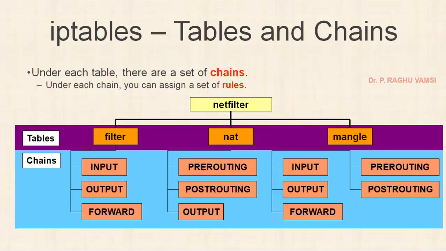These are the main three tables that are available, and there exist some other tables like the raw table, security table, and many others. Basically, the raw table provides a mechanism for marking packets in order to opt out of connection tracking. It has very limited functionality. Usually, this will not be popularly used.